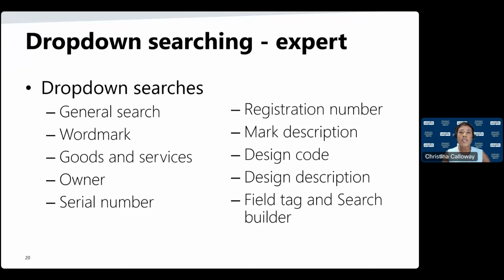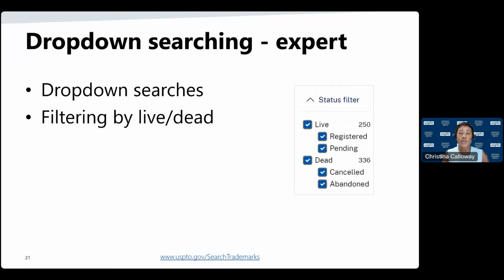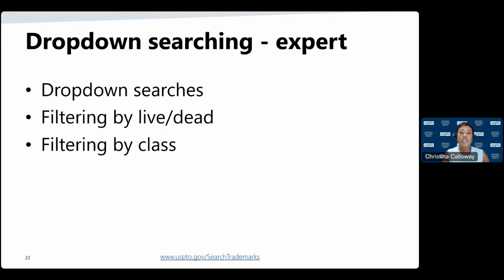So let's look at some functionality in expert mode that allows you to filter your results in a different way. You can still filter by those live and dead marks, but you'll also be able to filter by class. Now, classes are how goods and services are identified in applications. We have our identification manual. You can also find that manual in the help section, as well as on our main search page.